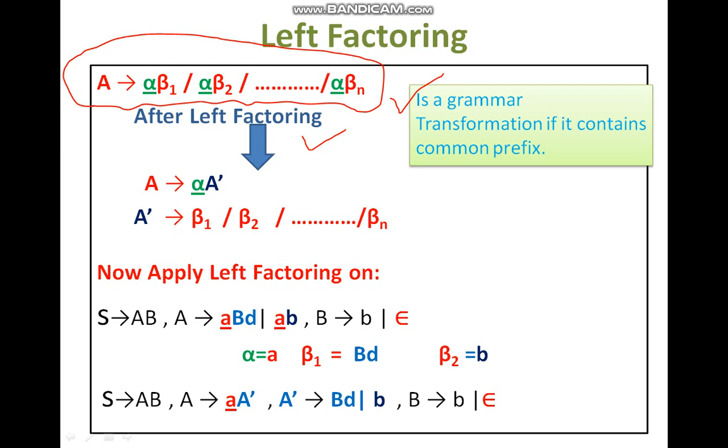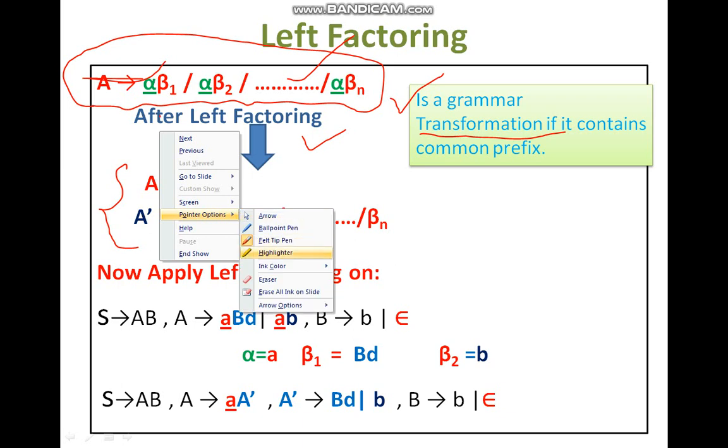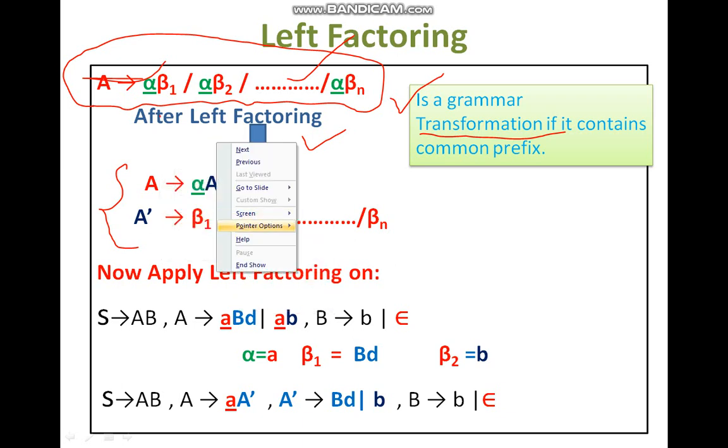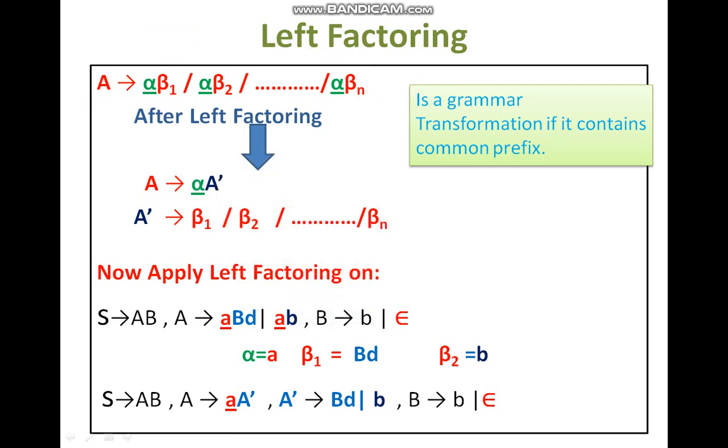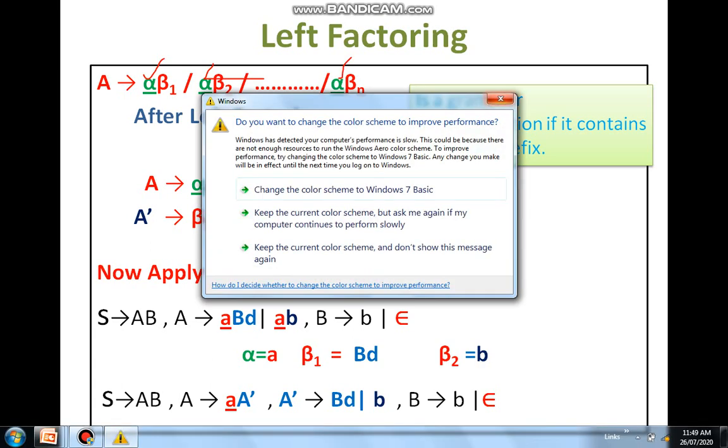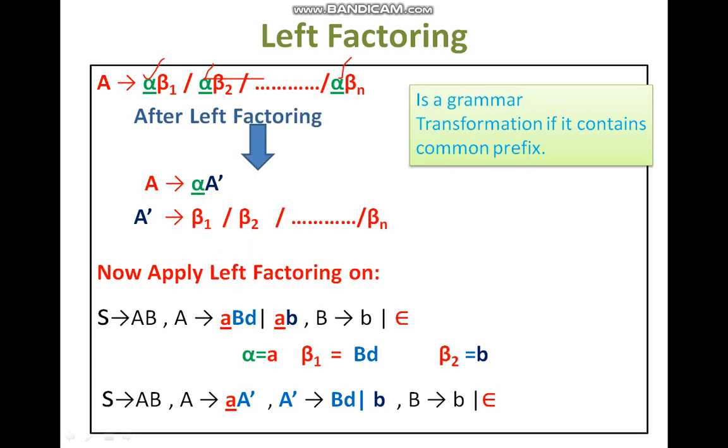So again, if your grammar contains at least one production rule of this form, in that case you need to transform your grammar in the following form. How do you need to transform? A producing alpha. This alpha is common here, this alpha is common here, this alpha is common here. So we will transform as A producing alpha, and we will introduce a new variable A dash. You can name it any variable, but for simplicity I am keeping its name A dash.